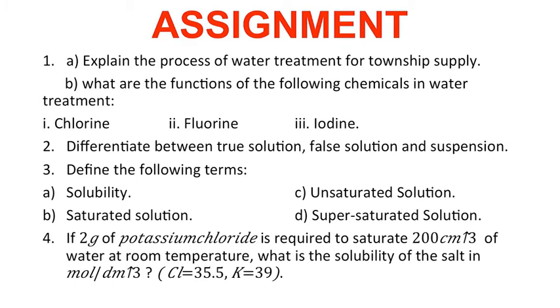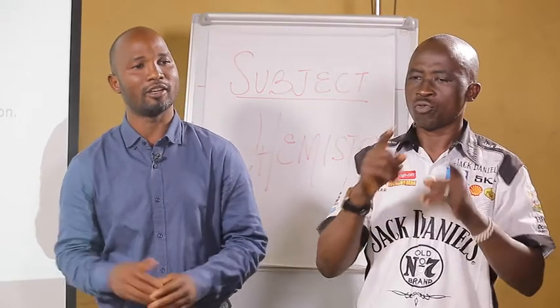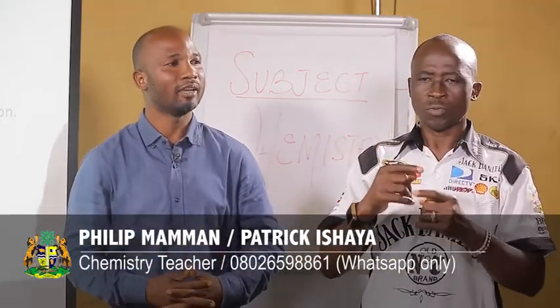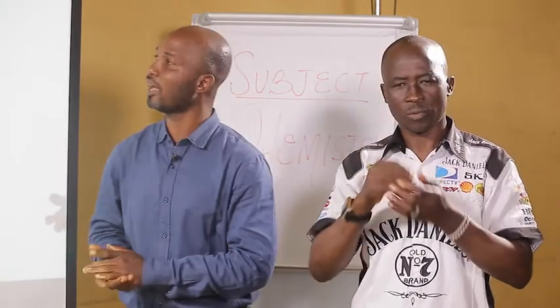Number 4, it says if 2 grams of potassium chloride is required to saturate 200 centimeter cube of water at room temperature, what is the solubility of the salt in mole per dm cube? You have the relative atomic mass of chlorine to be 35.5 and potassium to be 39. If you apply the formula that we gave you earlier, I'm sure you'll be able to resolve this calculation, and we'll be happy to receive your feedback in the contacts I'm going to present to you as the class concludes.